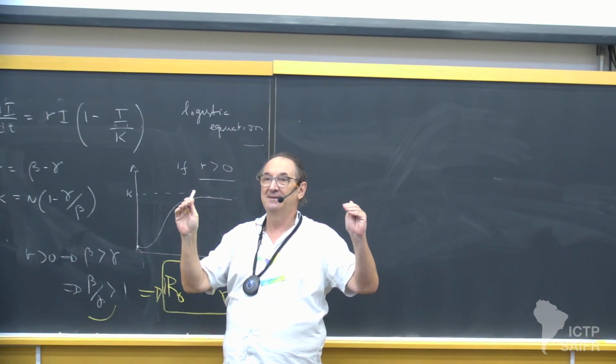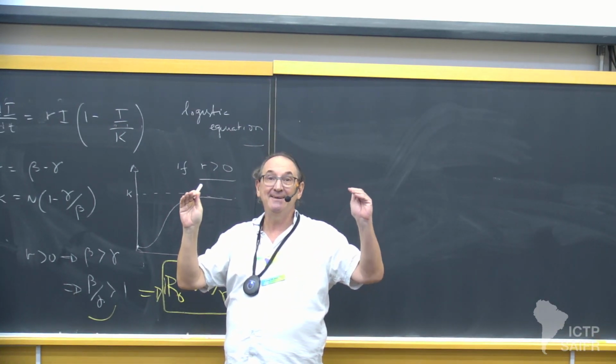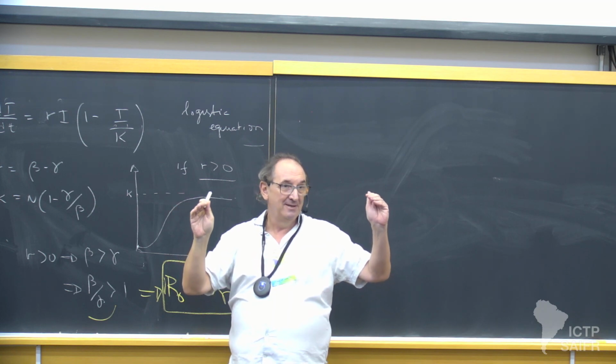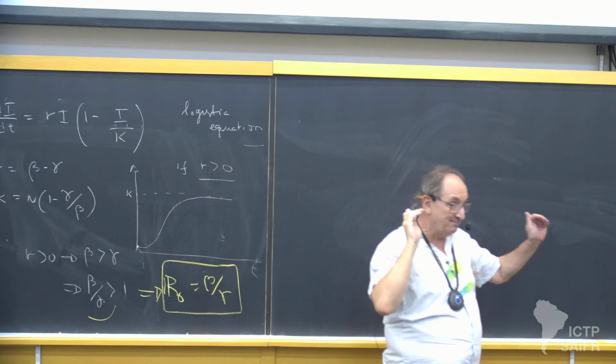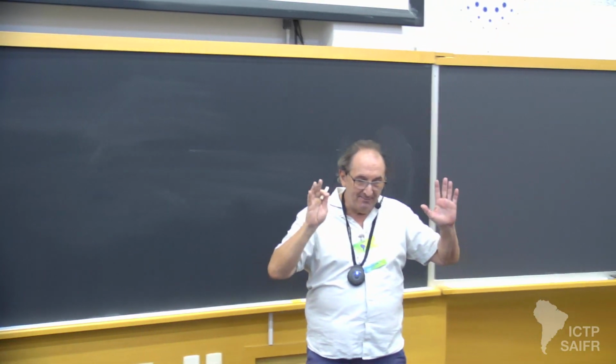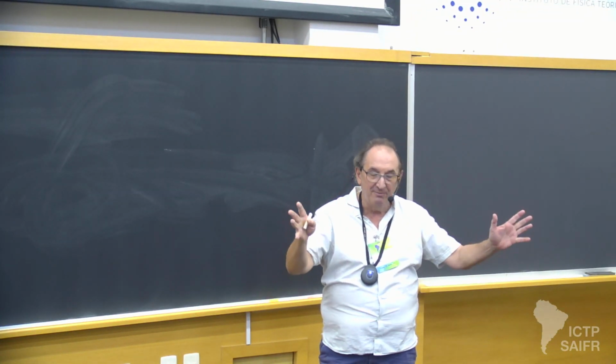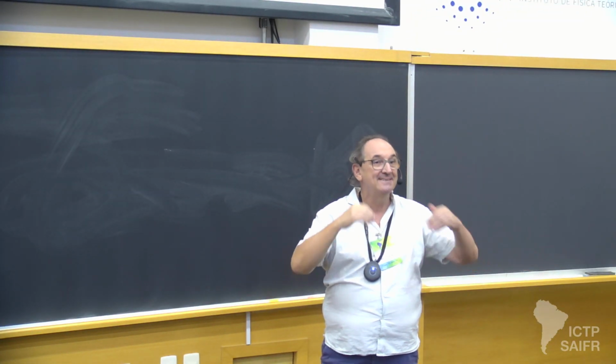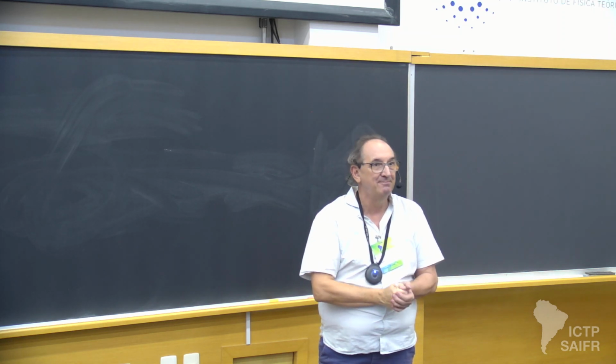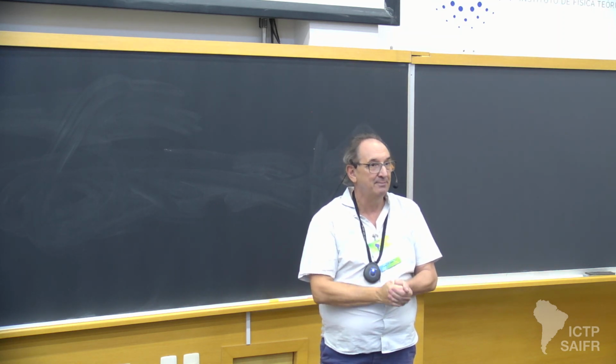What is this? This is an endemic state. So in this model, the epidemic does not burn out. It does not go away. It settles to an endemic state. Okay? It stays in the population.